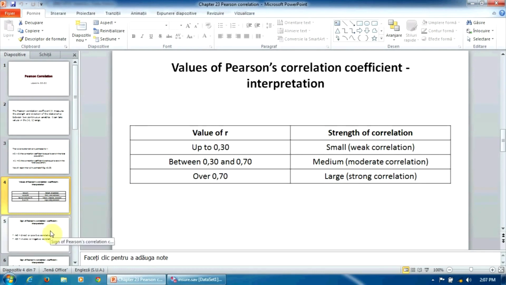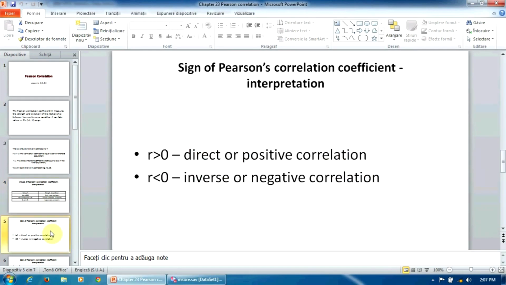On the other hand, the sign of the correlation coefficient reveals the direction of the association. Subsequently, if the coefficient is positive, we are dealing with a direct or positive correlation. So, when one of the variables increases, the other one tends to increase too. And if the coefficient is negative, we are dealing with an inverse or negative correlation. When one of the variables increases, the other one tends to decrease.